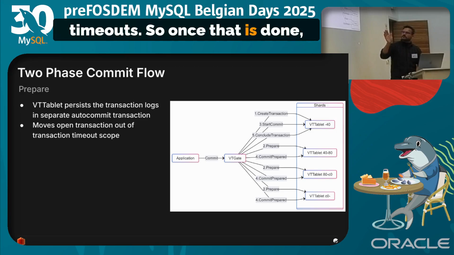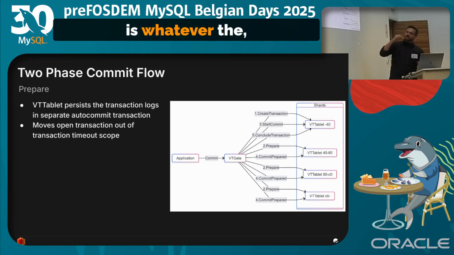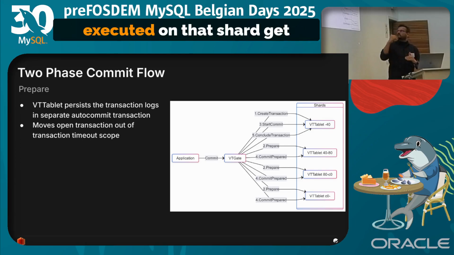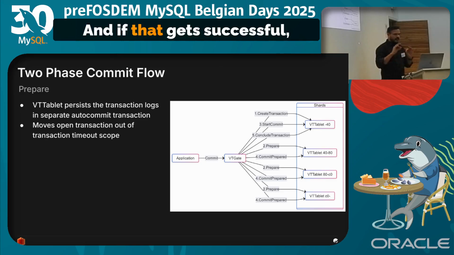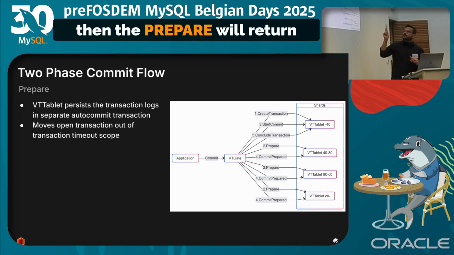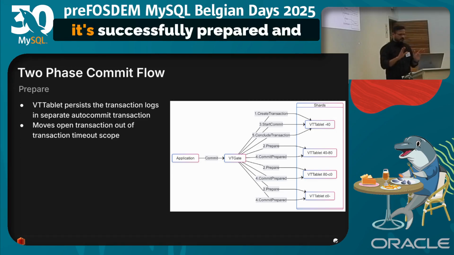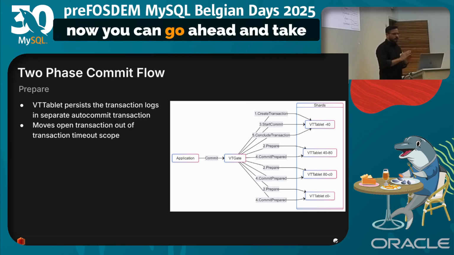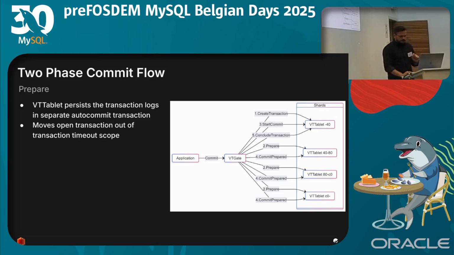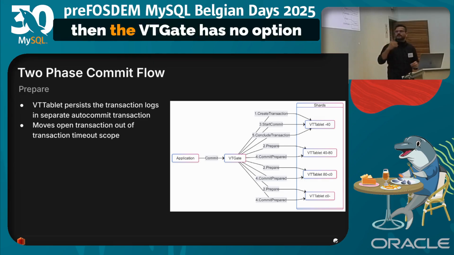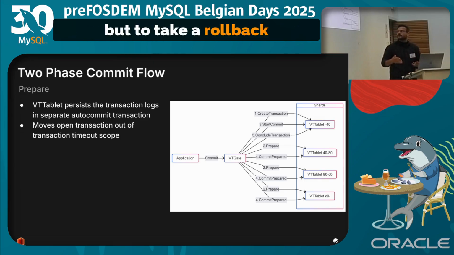Once that is done, whatever queries were executed on that shard get persisted in the database. And if that is successful, then the prepare will return back to the VTGate: okay, it's successfully prepared, and now you can go ahead and take whatever decision you want to take. And if that step fails, then the VTGate has no option but to take a rollback decision only.